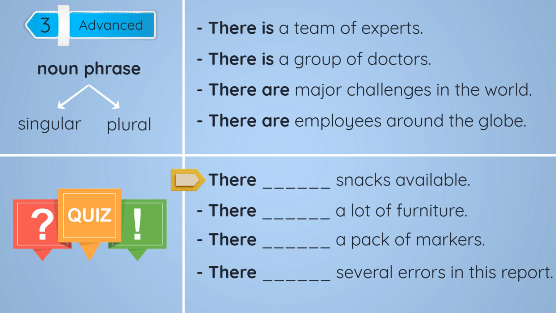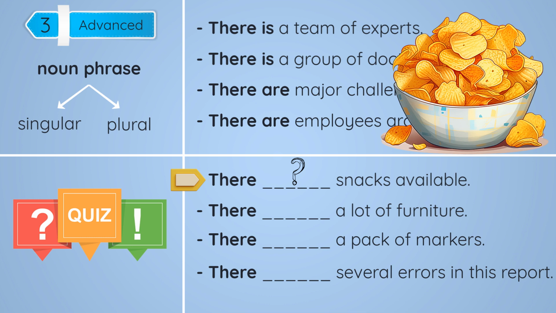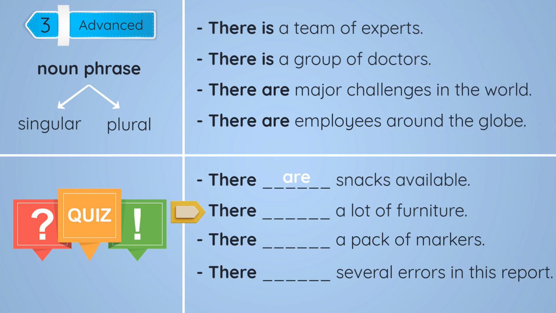Let's try this. So what should we say here? There, blank, snacks available. Snacks are a little something that you eat while you're watching TV. There are, because there's an S there, and it's actually just a regular countable noun. There, blank, a lot of furniture. So what's that one? There is a lot of furniture. Furniture is one of those uncountable nouns.